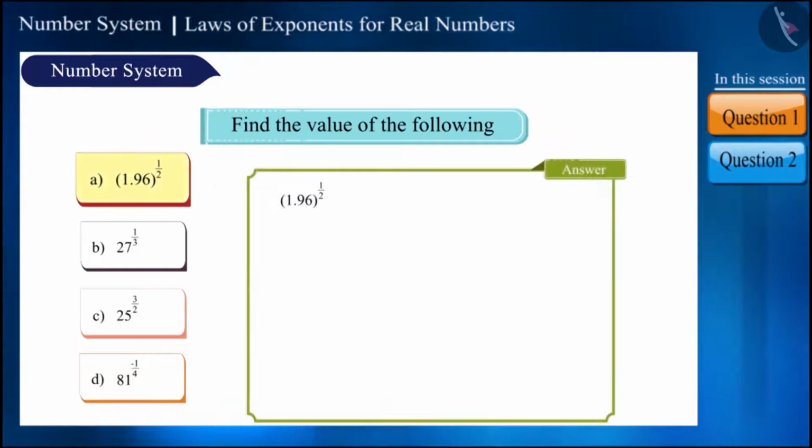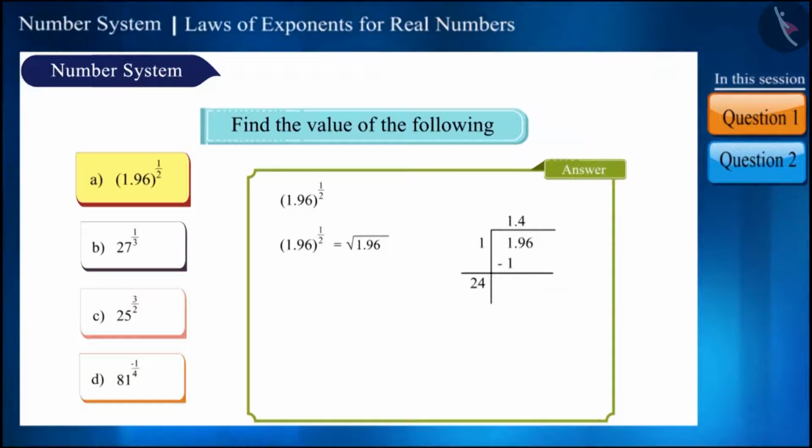Friends, the first option 1.96 has 1 by 2 in its power. That is, we have to find the square root of 1.96. In the previous class, we have learned to find the square root of decimal numbers. We will solve it this way. Its square root is 1.4.